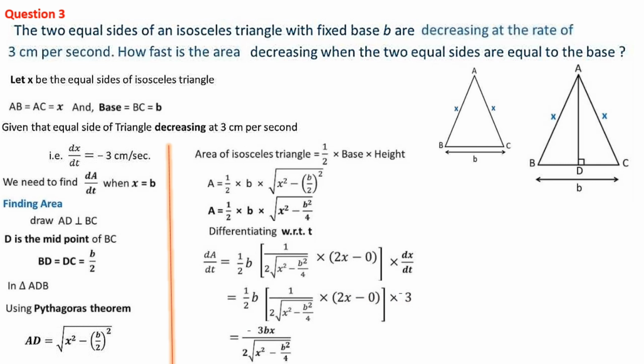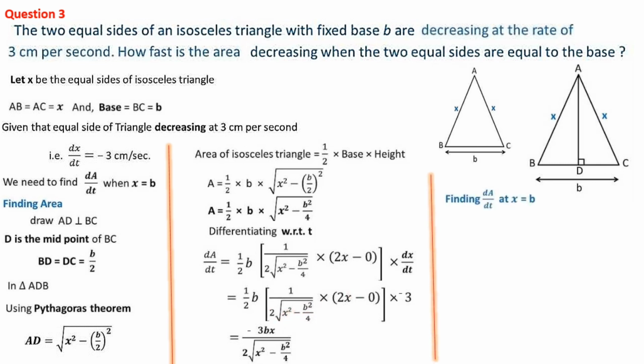Here these 2 and here 2x minus 0 means 2x, and that 2 and these 2 can be cancelled. And here minus 3 into b into x balance, so minus 3bx, divided by 2 into root of x square minus b square by 4. These 2 and these 2 cancelled.